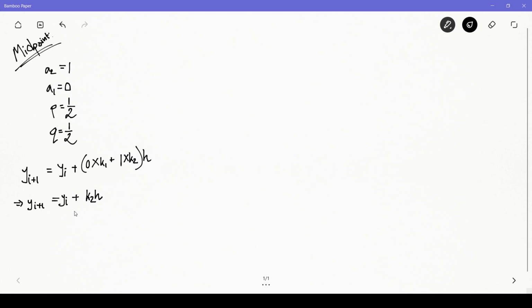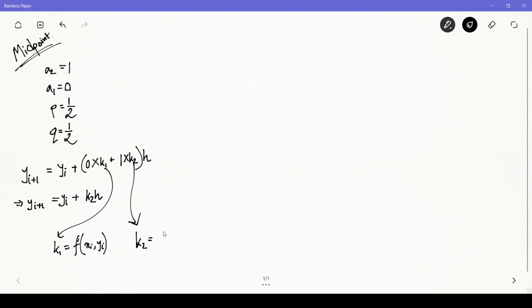Now that we know this, let me rewrite the value of k1. k1 was the functional value of the bivariate function at the point xi comma yi, which means it's the slope at the point xi comma yi, the slope of the original equation there. And for k2, we considered it to be the slope at a particular intermediate point.